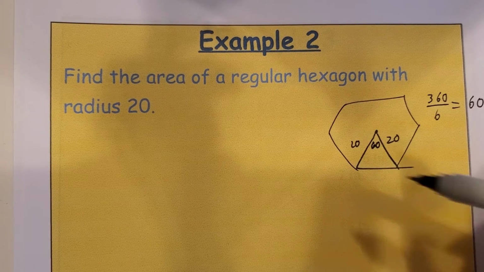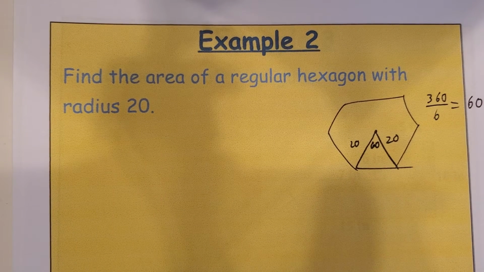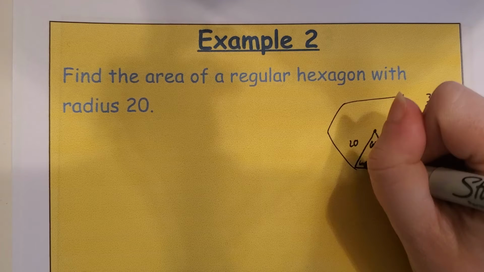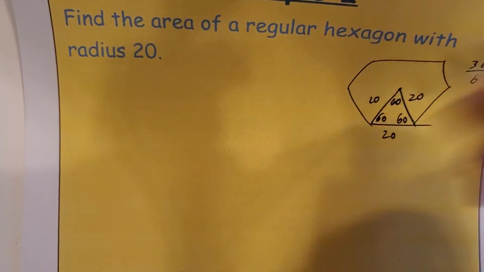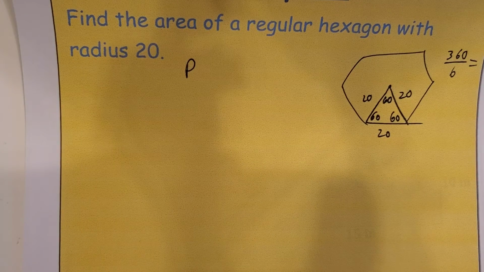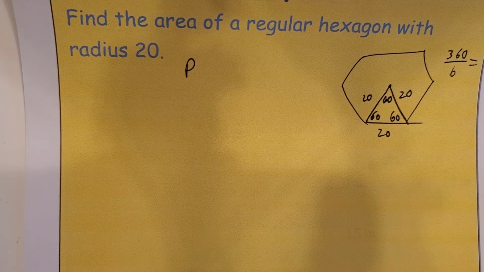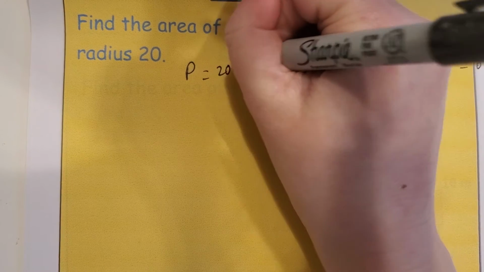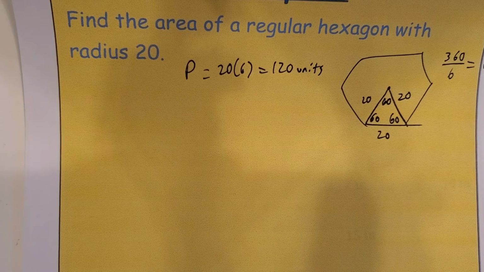All right? Since now we have an isosceles triangle, that means the angles down here are also congruent. So they're also going to be 60 and 60. And now we know that this triangle is equilateral, which means the other side of the triangle is also 20. Okay? So the whole reason why we did all that is because that's going to help us find the perimeter. We have one side is 20. We know it's regular, so all 6 sides are going to be the same. So 20 times 6 is 120 units for the perimeter.